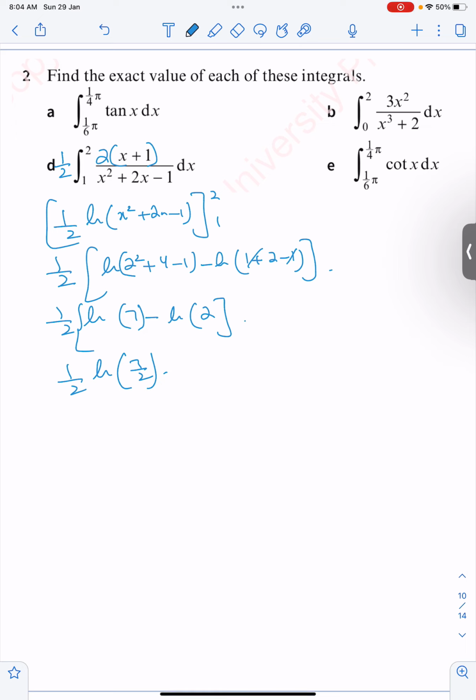This is the answer. If they say write down the exact answer, write down the answer in the exact form, it will be like this. But in case you want to change it into decimals, you can also do that if there's no restriction. This half can become the power, so 7 upon 2 to the power of half. That means you have to take out the square root of 7 upon 2 here. You can either give the answer like this or like this.